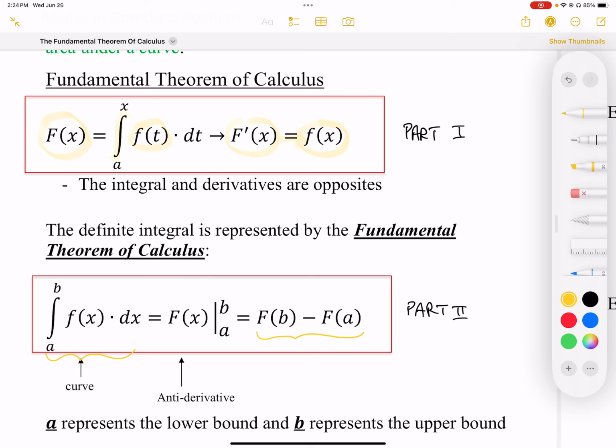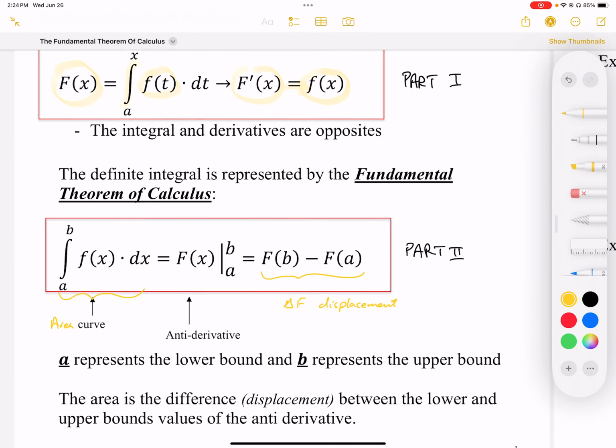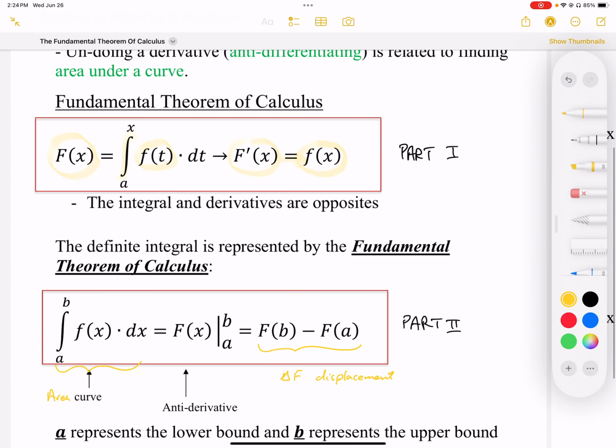F of b is the end, F of a is the start. So that displacement, or the change in big F, this is the displacement in the antiderivative, is equal to the area under the curve. Those two things are equivalent to each other. So that's part two. Part one is that integrals and derivatives are opposite. Part two is that the area under the curve and the displacement on the antiderivative represent the same thing. So these are the two parts of the fundamental theorem of calculus.